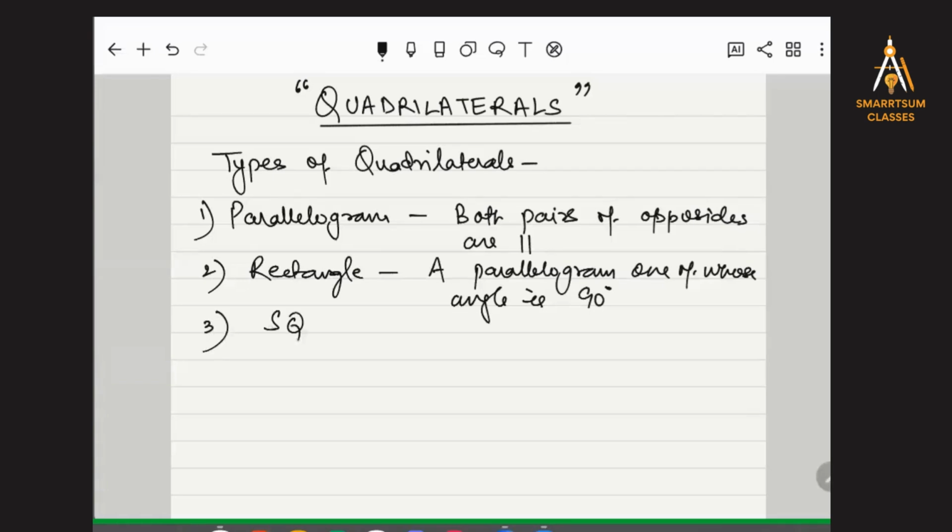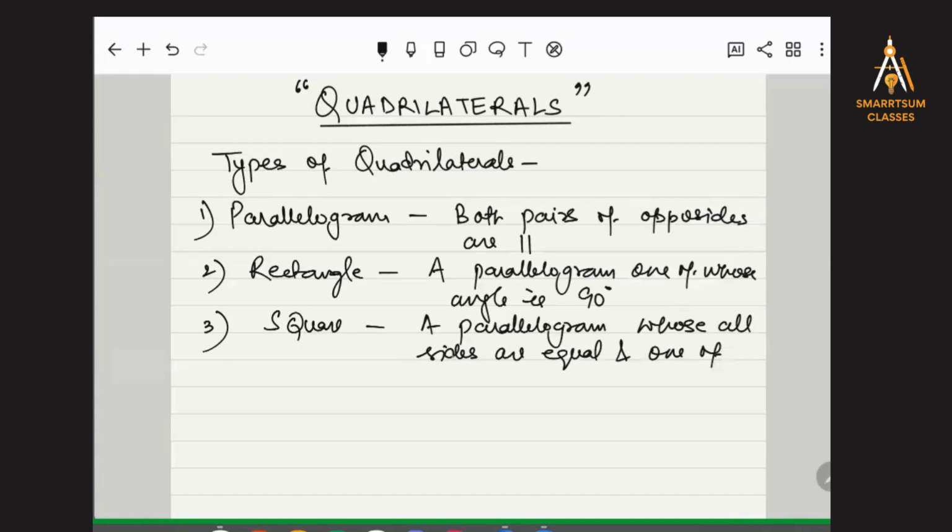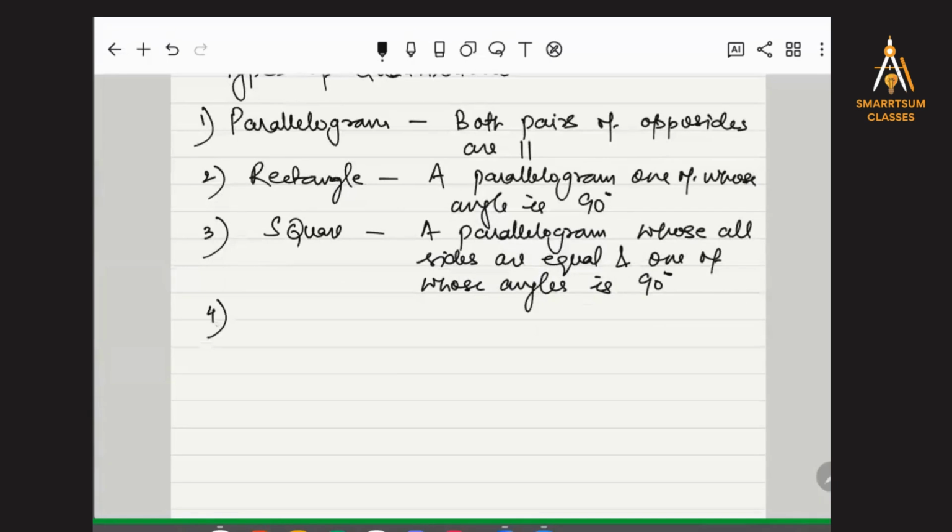Third is the square. A square is also a parallelogram whose all sides are equal and one of whose angles is 90 degrees. Everybody please note it down: a square is a parallelogram whose all sides are equal and one of whose angles is 90 degrees. That is a square. So square and rectangle are parallelograms. Getting that?